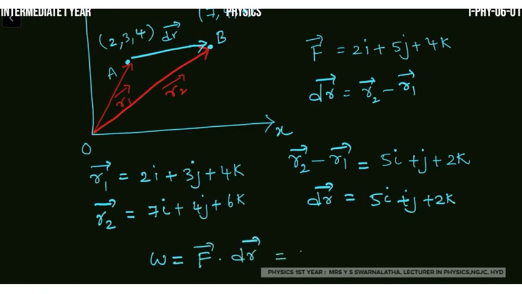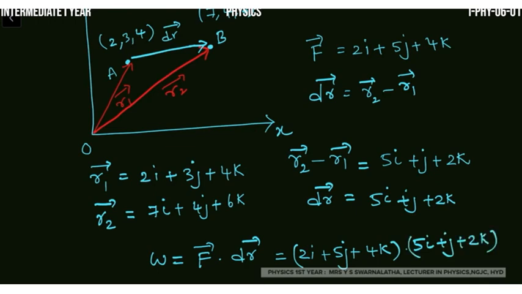Work done formula is F dot ds. So instead of ds, here we write dr bar. So F dot dr, that is F is 2i plus 5j plus 4k dot dr is 5i plus j plus 2k.